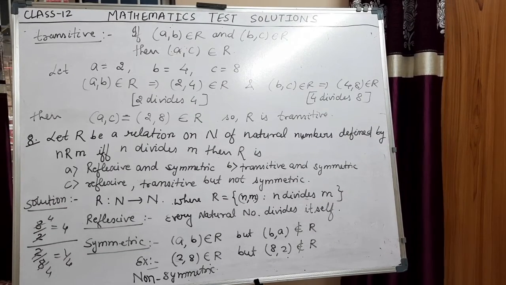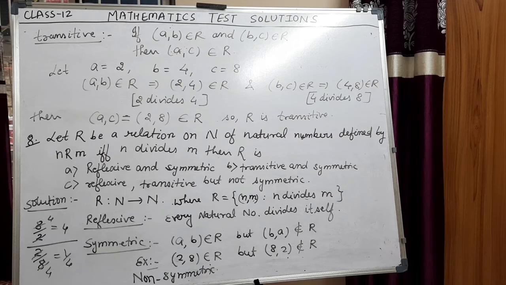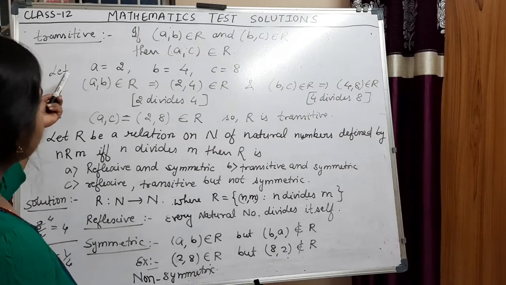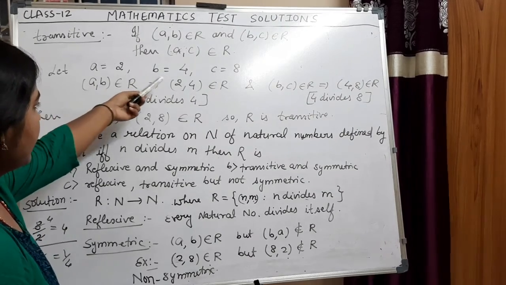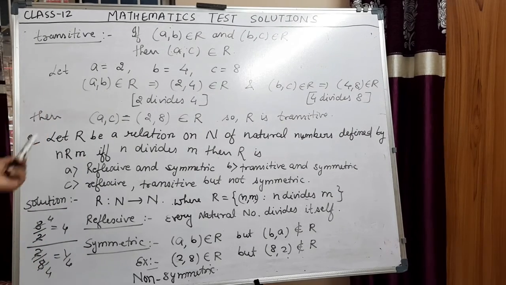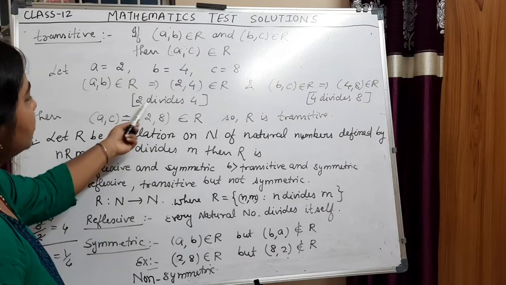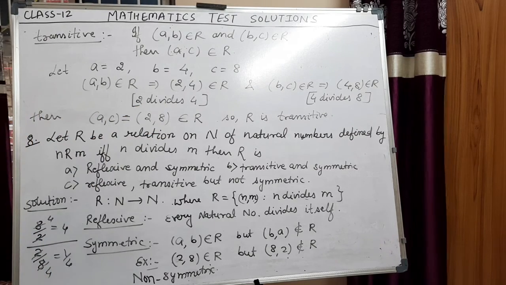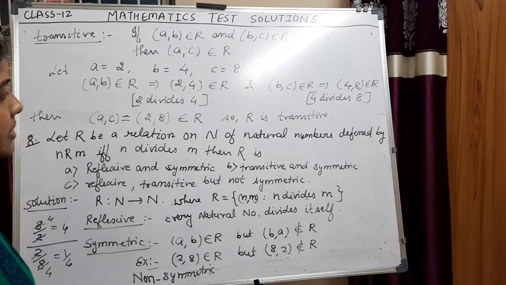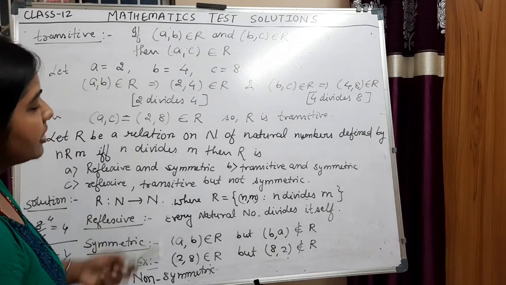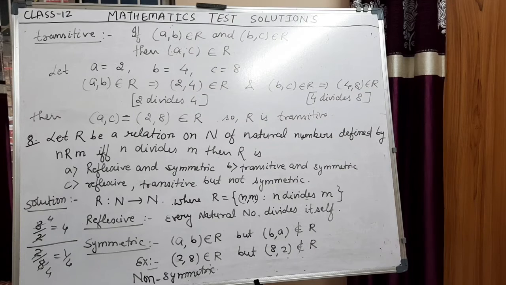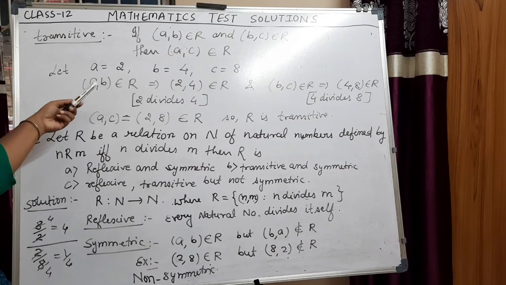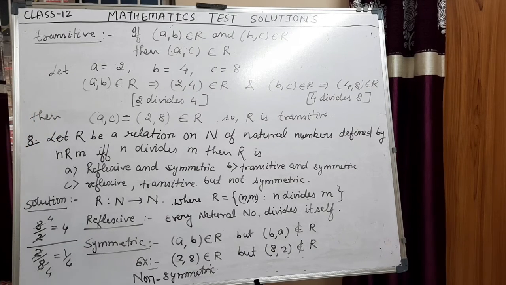Transitive: if (a, b) belongs to R and (b, c) belongs to R, then (a, c) also belongs to R. So we'll take an example for this. I am taking a equals 2, b equals 4 and c equals 8. So (a, b) belongs to R, yes, 2 divides 4 completely. So (2, 4) belongs to R. Then (b, c) belongs to R means (4, 8) belongs to R, 4 divides 8 completely. Now we have to find whether (a, c) also belongs to R, then only we can write R is transitive.